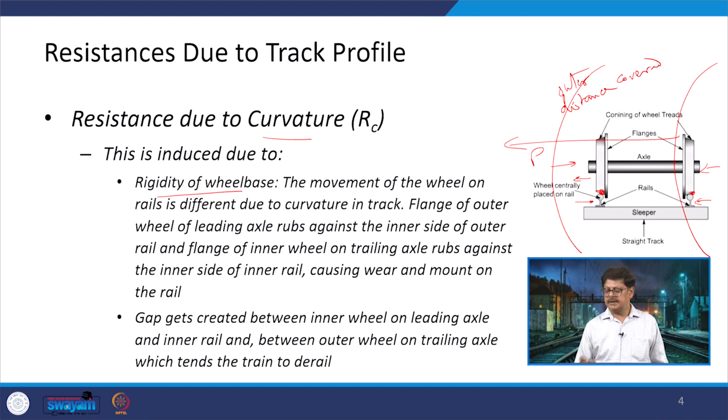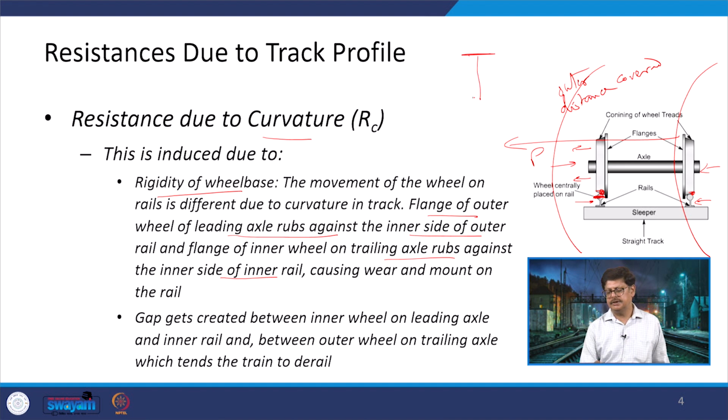Another thing is, when this lateral shift is there, then the flange will be hitting the rail head and the side of the rail head. So, the flange of the outer wheel of the leading axle rubs against the inner side of the outer rail, and the flange of the inner wheel on the trailing axle rubs against the inner side of the inner rail, because now you are talking about the overall bogie and it has the wheels.